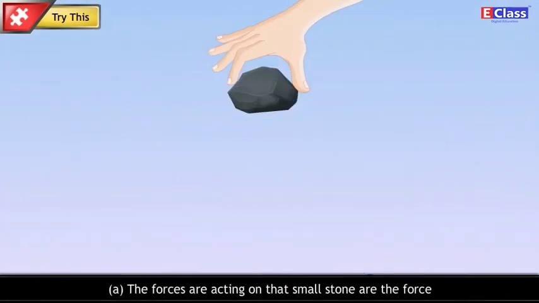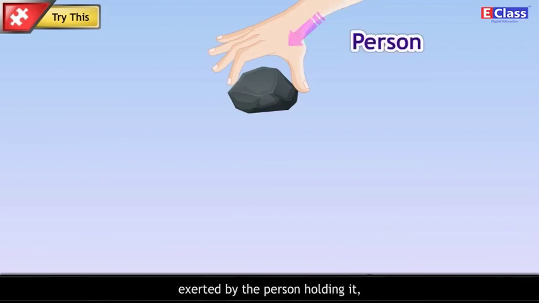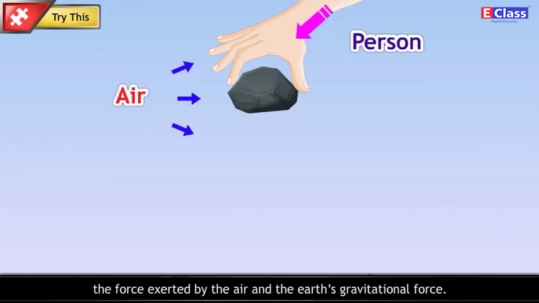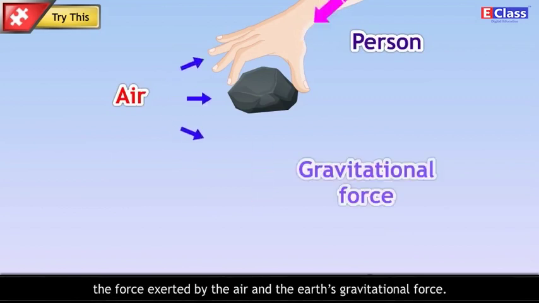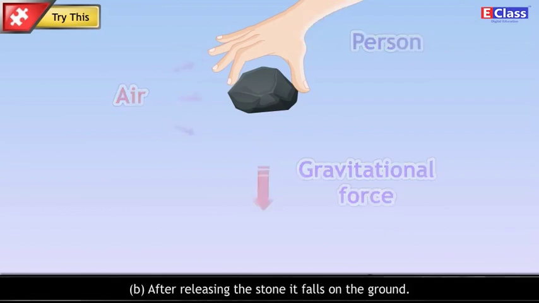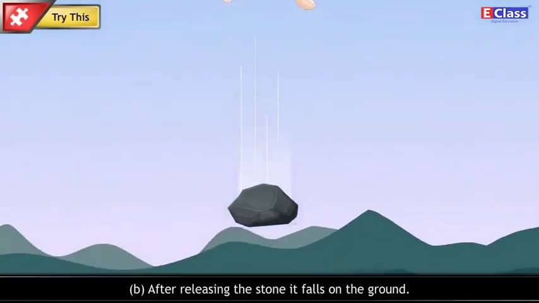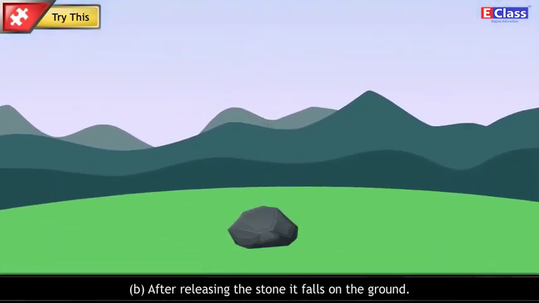Answer. A. The forces acting on that small stone are the force exerted by the person holding it, the force exerted by the air, and the Earth's gravitational force. B. After releasing the stone, it falls on the ground.